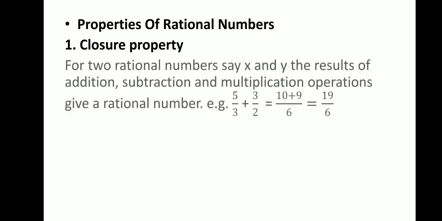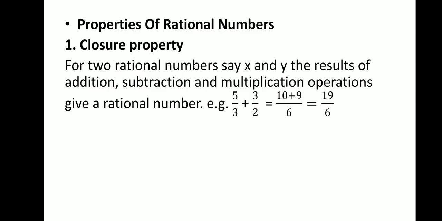Now coming to the properties of rational numbers. The very first property we have studied is closure property. What does this property say? This property states that for any two rational numbers, say x and y, the results of addition, subtraction and multiplication operations give a rational number. It means if I am adding two rational numbers, result should be a rational number. And if I am subtracting two rational numbers, result should be a rational number.